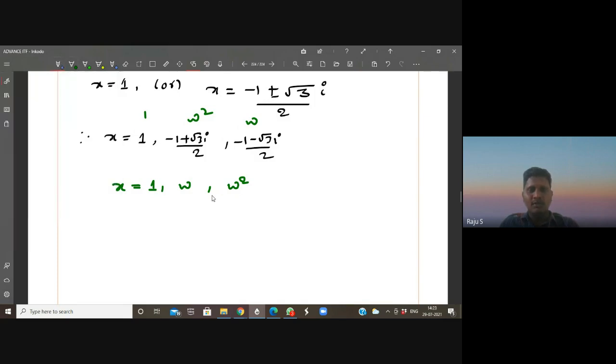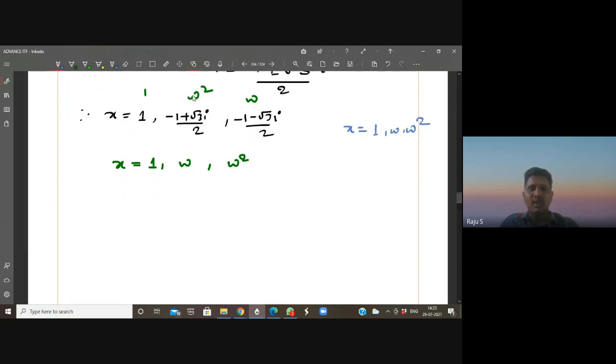So here we have 3 roots. What are the roots of the cube root of unity? x is equal to 1, omega, omega square. You can take any one of the values as omega, and the other becomes omega square. You can check once whether, when I consider this as omega, omega square becomes the second one or not. Surely we'll get it. After that, we have some properties of the cube root of unity.